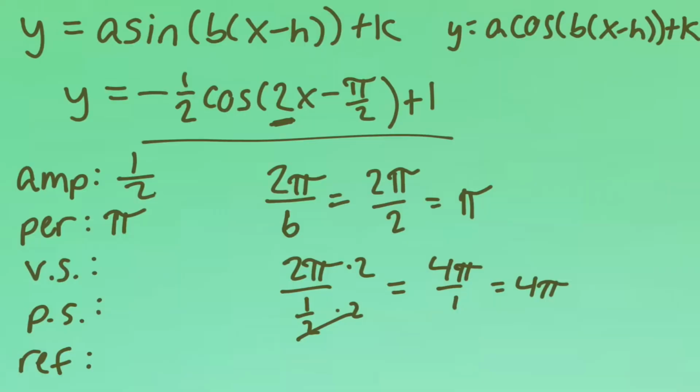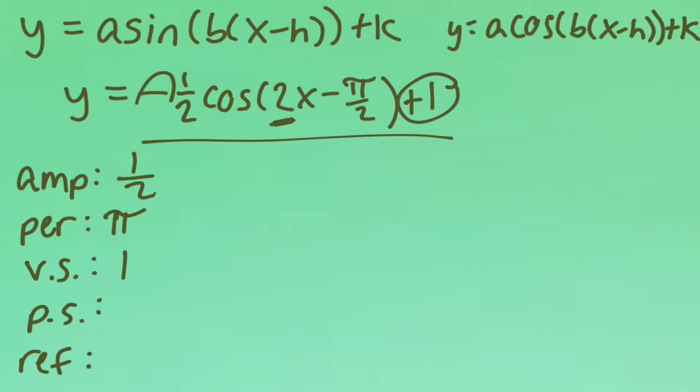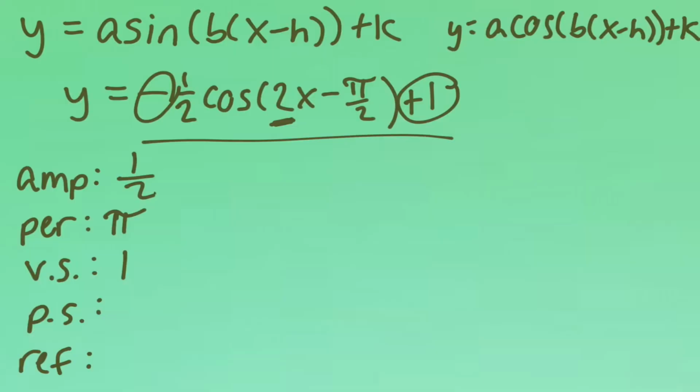Vertical shifting, we have a +1 on the outside, so it's going to be going up 1. This negative out in front is reflecting it, just like, again, with another parent function that you know, if there's a negative in front, it's going to reflect it across the x-axis.